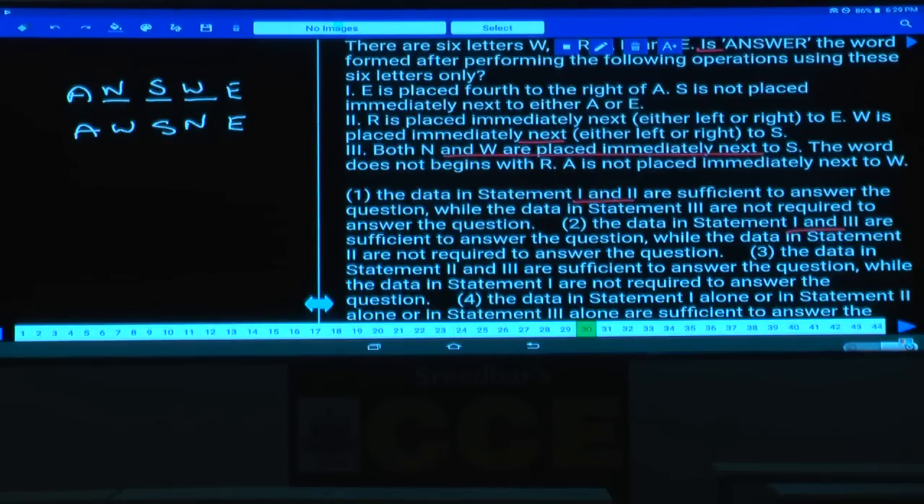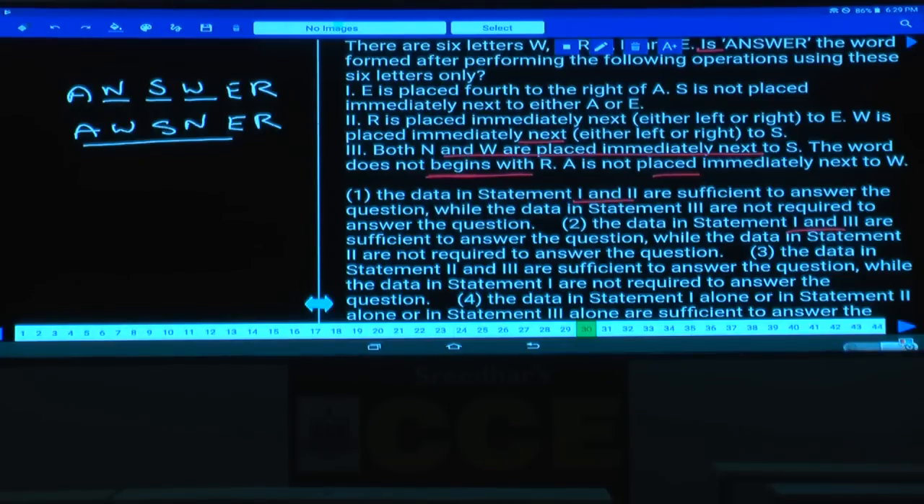The word does not begin with R. As the word does not begin with R, hence this letter R must be at the last. Now in this one, as R must be at this last, isn't it? Because all these 5 letters must be adjacent to each other. We cannot arrange any one of these letters meanwhile among these 5. Then the word does not belong.